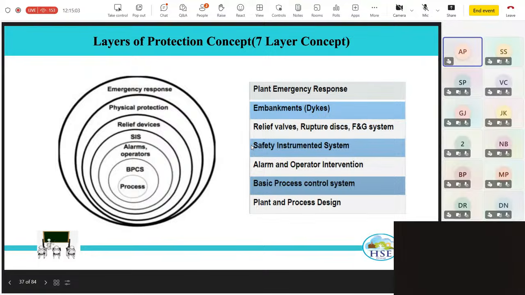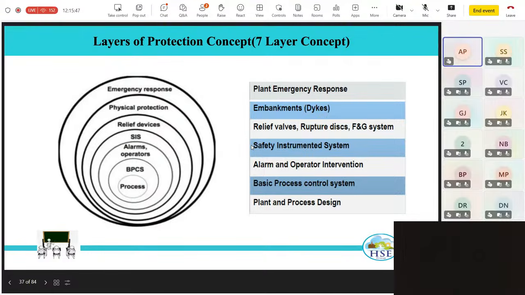See, our safety instrumented function, what is it doing? It is preventing the accident from happening. Before the accident happens, it is preventing it. But relief valve, rupture disk, and fire and gas systems are mitigative actions. That means, suppose there is a large pressure variation, then the relief valve will relieve the pressure inside the particular vessel to a safe place and take care that the explosion does not happen. Or the rupture disk can also take similar action. The fire and gas system will start the sprinkler or reduce the fire size or something. So these are all mitigating measures.